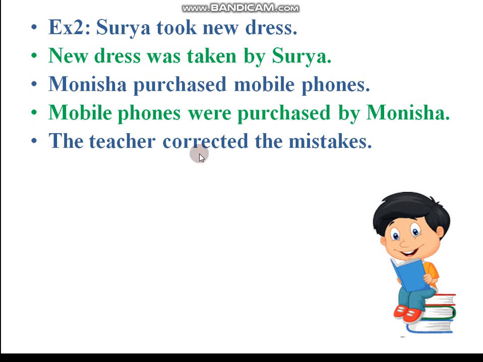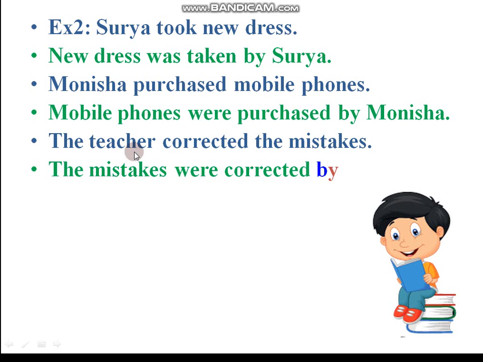Next, the teacher corrected the mistakes. See here, mistakes, not mistake. It's not singular, it's plural. So what is the auxiliary we need to use? Were. Yes. Why? Because the subject is plural here. That's why we need to use the mistakes were corrected. This is V2 form, this is V3. The mistakes were corrected by the teacher.